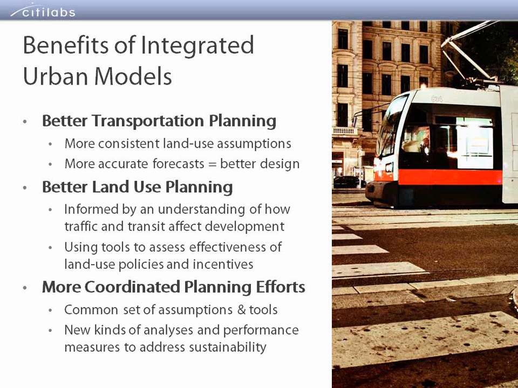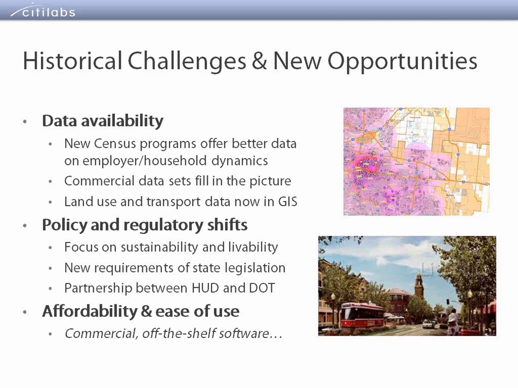And these models can provide tools that allow you to assess the effectiveness of some of these policies and incentives with an eye to interactions with the transportation system. So we can look at transportation side approaches to modifying our urban landscape. And in general, for both transportation planners and land use planners, regardless of your focus or whether you're doing both things at the same time, these kinds of models yield more coordinated planning efforts with a common set of assumptions and tools that enable new kinds of analyses and offer new kinds of performance measures, even to address one of the key buzzwords we have these days, which is sustainability. And I'll talk a little bit more about that going forward.